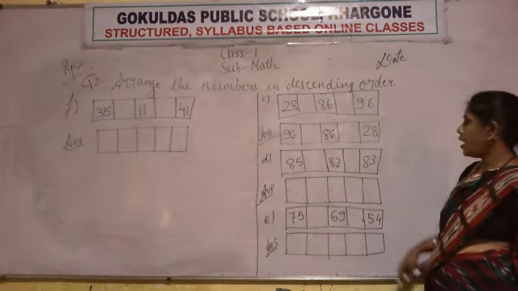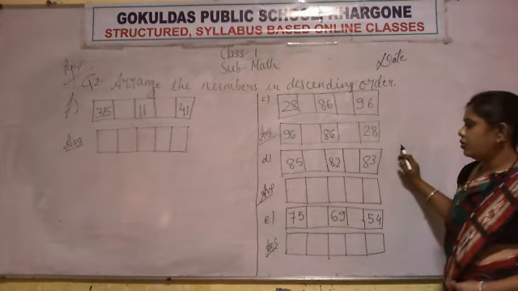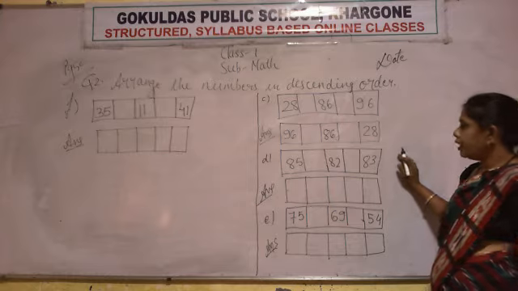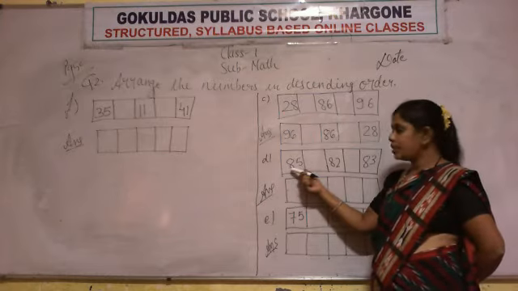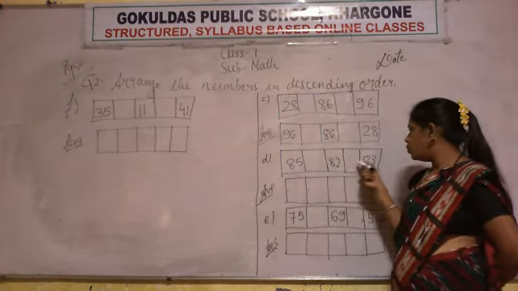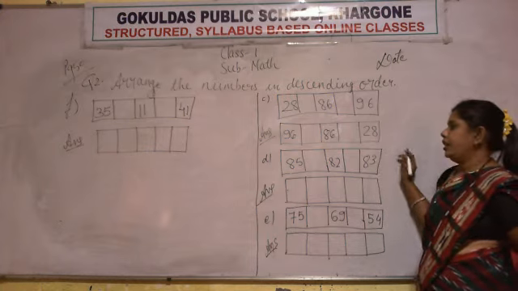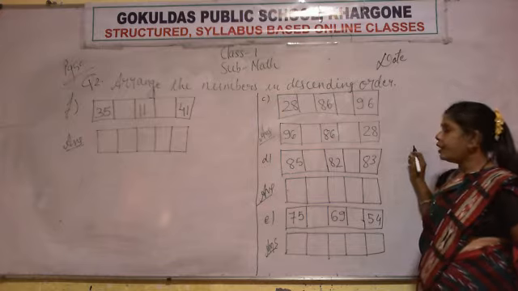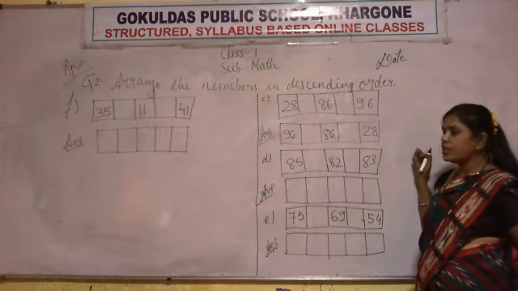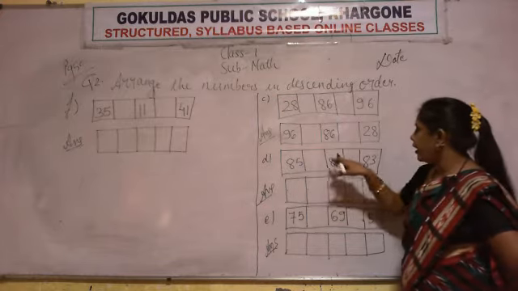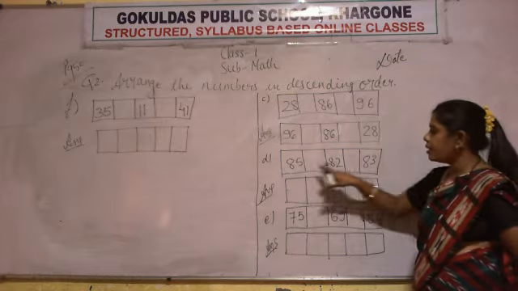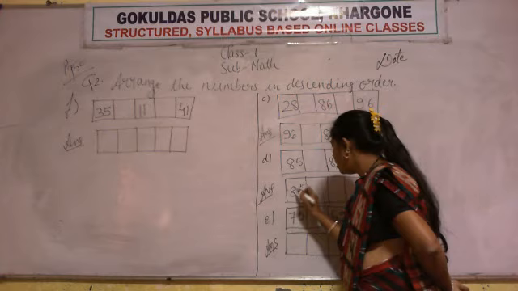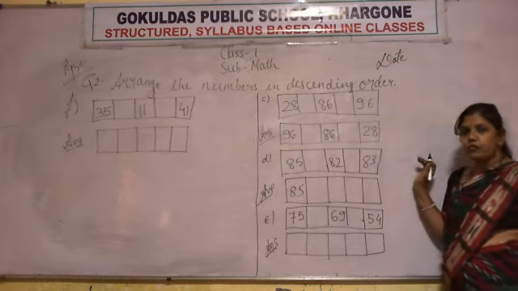Okay, now I am writing the answers. You check whether you have done right or wrong. So D, what are the numbers? 85, 82 and 83. Now identify the biggest number. So 85, 82 and 83. The biggest number is 85 itself. So it will be at the first place, 85.